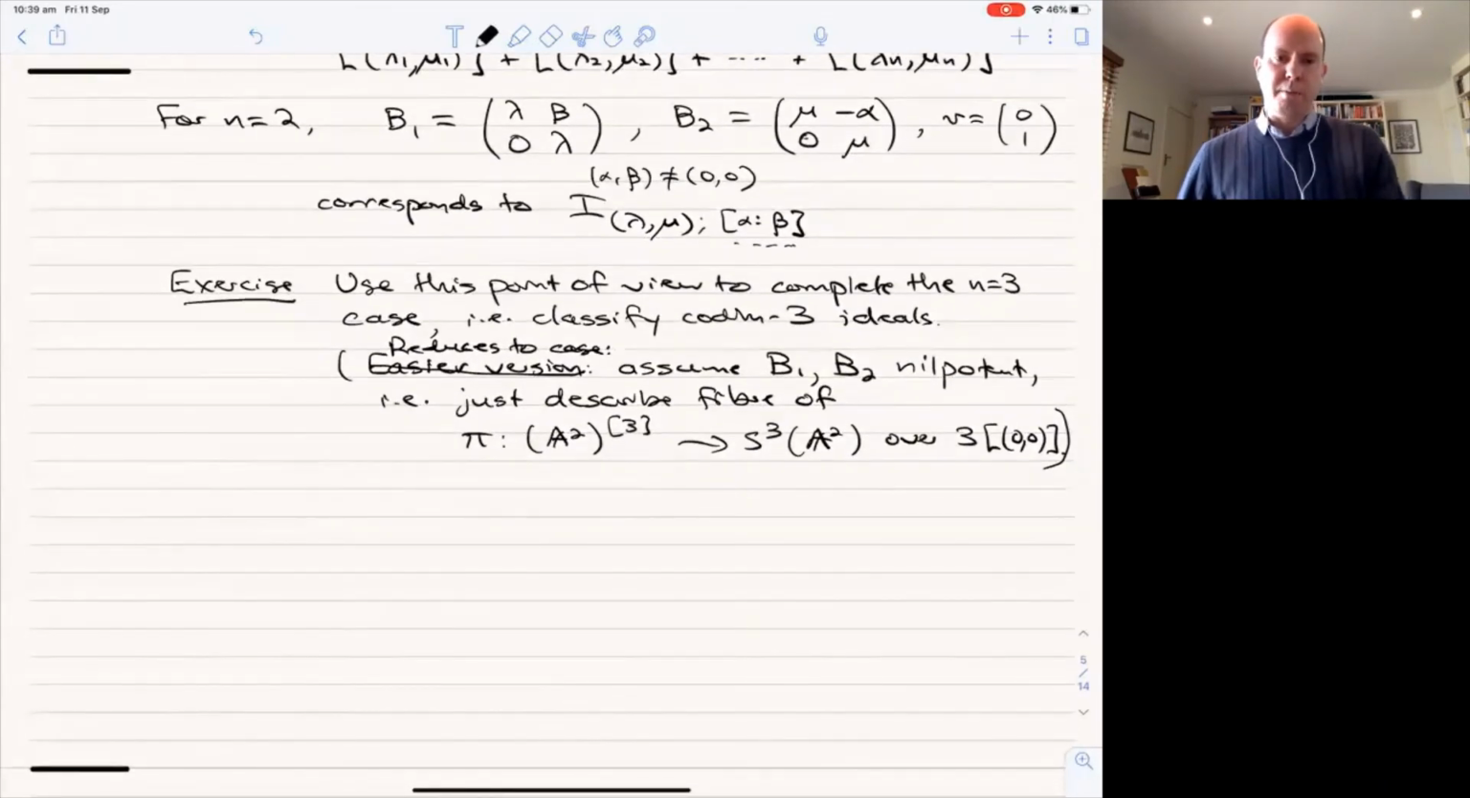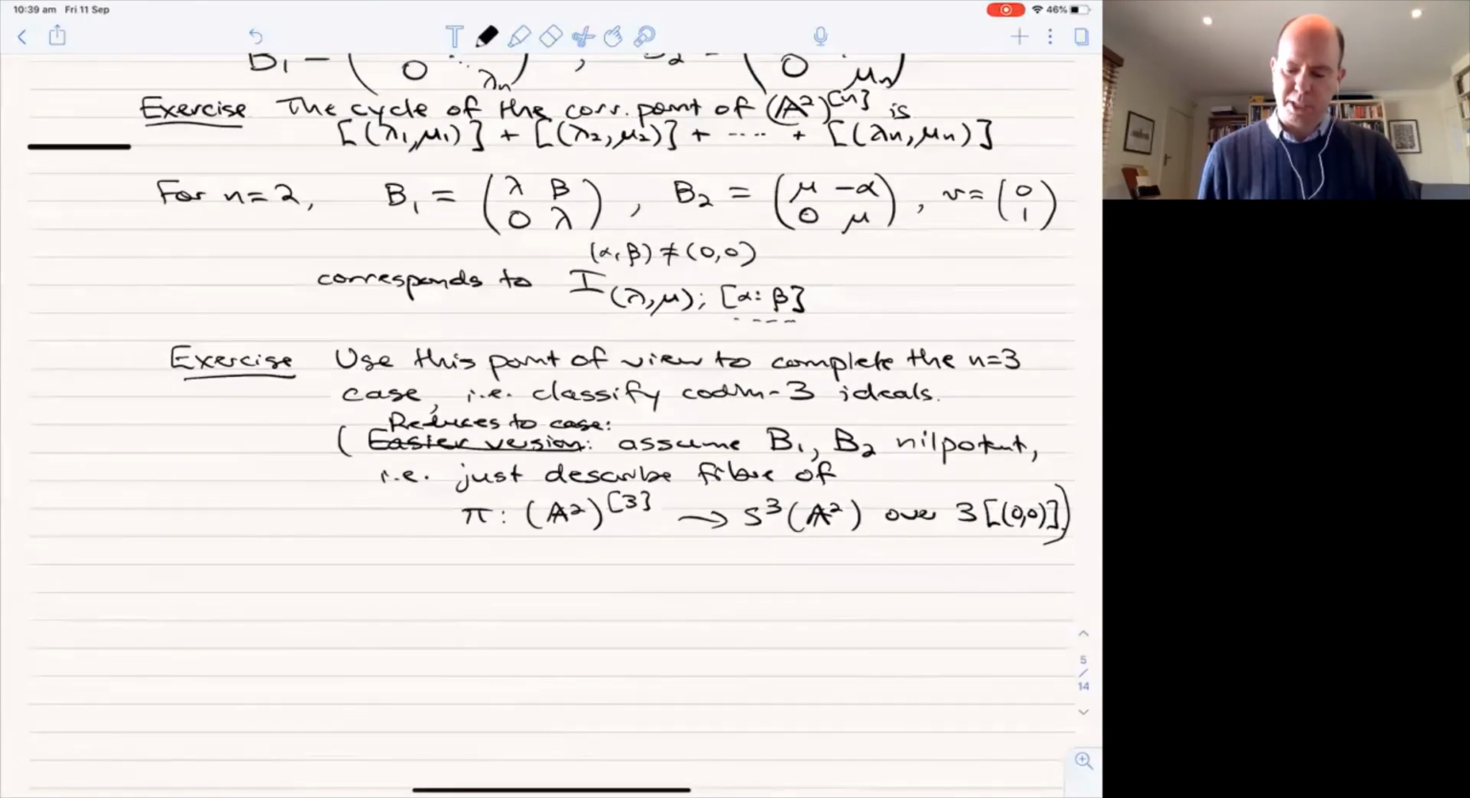Okay, so that exercise is meant to illustrate that this point of view is useful in terms of describing the points of the Hilbert scheme, because at least, when I was trying to think about it, I didn't find it easy to directly classify codimension 3 ideals. But knowing about Jordan form of 3 by 3 nilpotent matrices, I did find it relatively easy to classify triples B1, B2, V up to action of GL3.